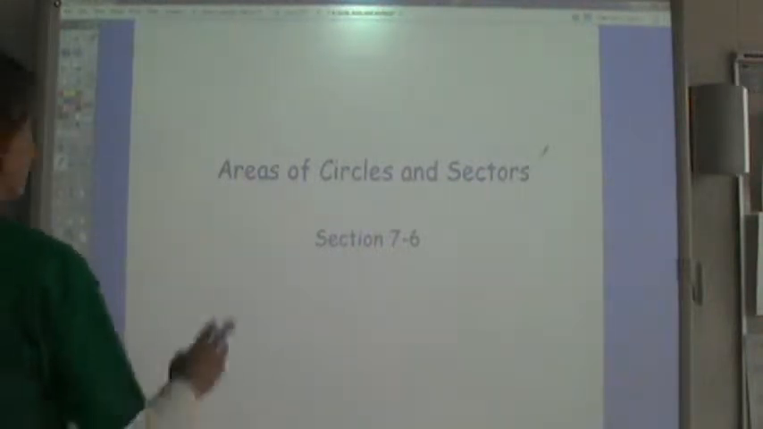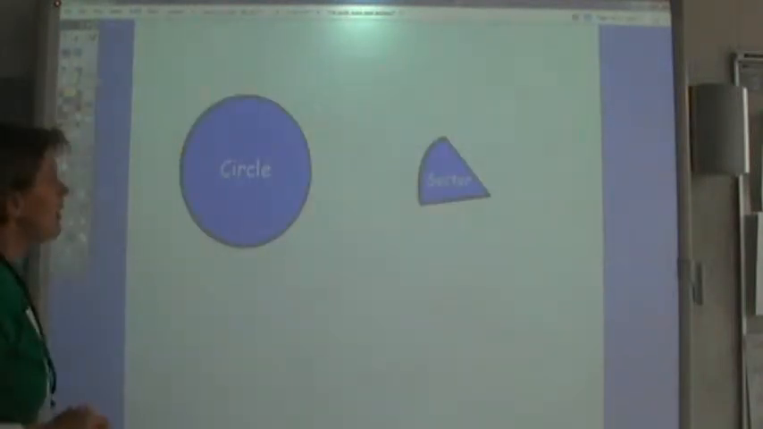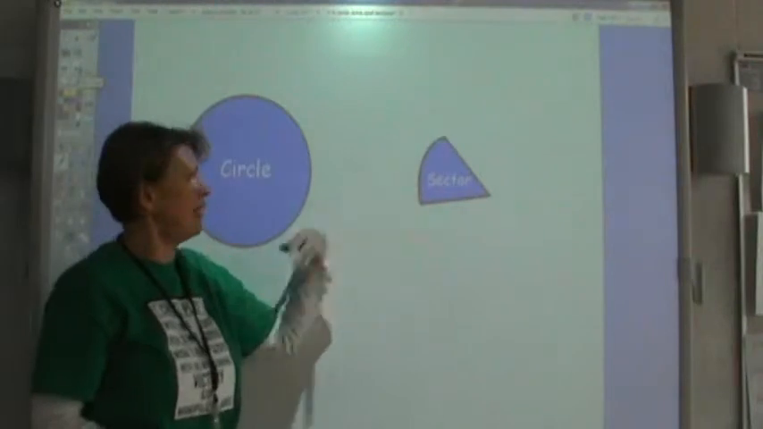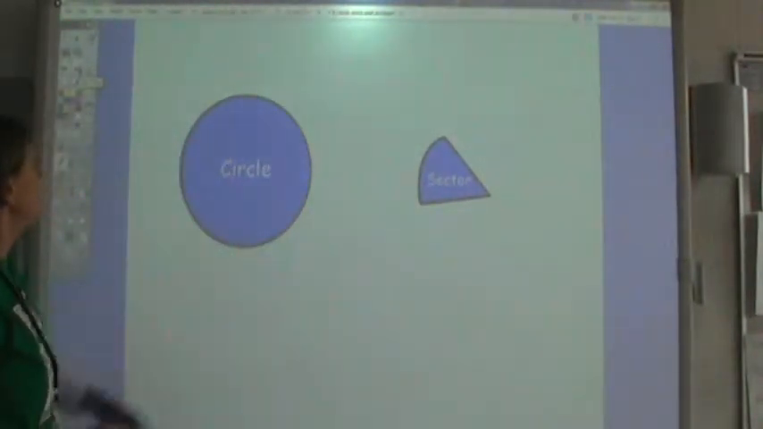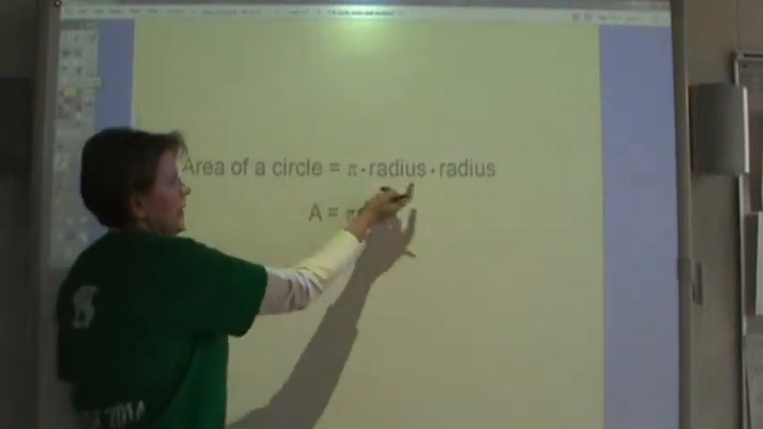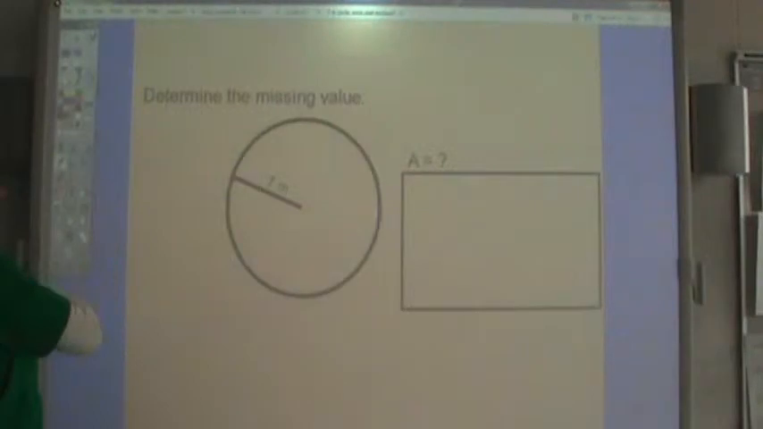Okay, we are looking at areas of circles and sectors, section 7-6. All right, circle versus sector. Think of a slice of pie or a slice of pizza versus the whole. Area of circle, we already know it's pi r squared, so pi times the radius squared.